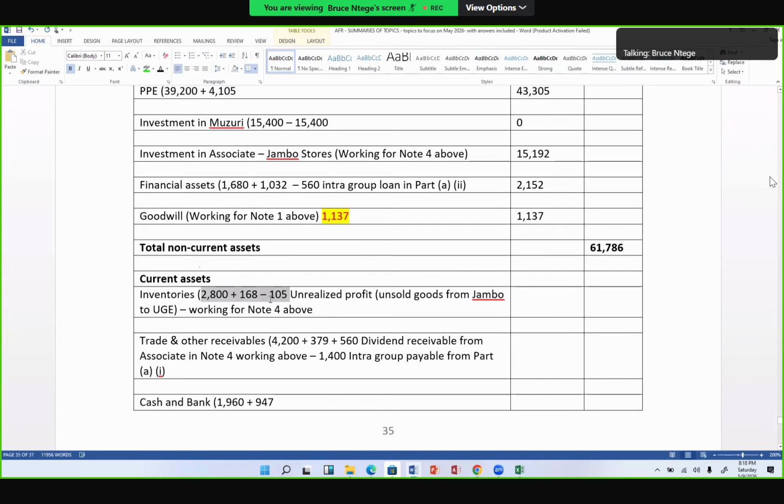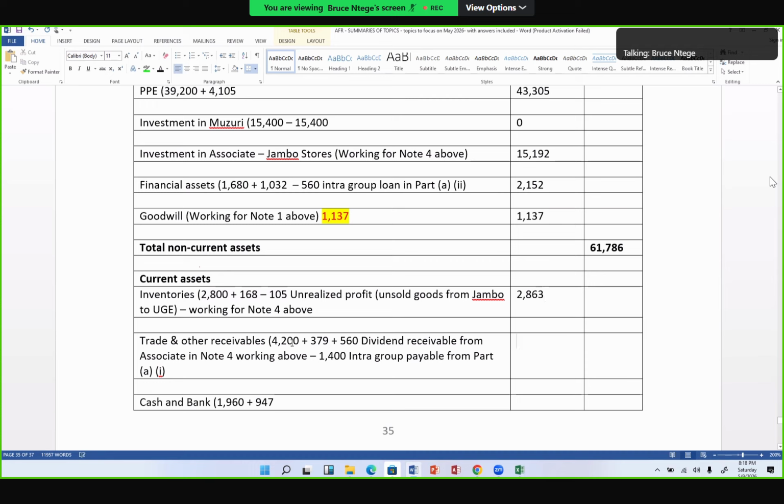Okay. Then I want to do the same for the inventories. So somebody again can check my calculator. So I'm starting with mine. So I have a 2800, then plus 168, but minus 105. I have a 2863. 2863. Okay. So that's your total for inventories.